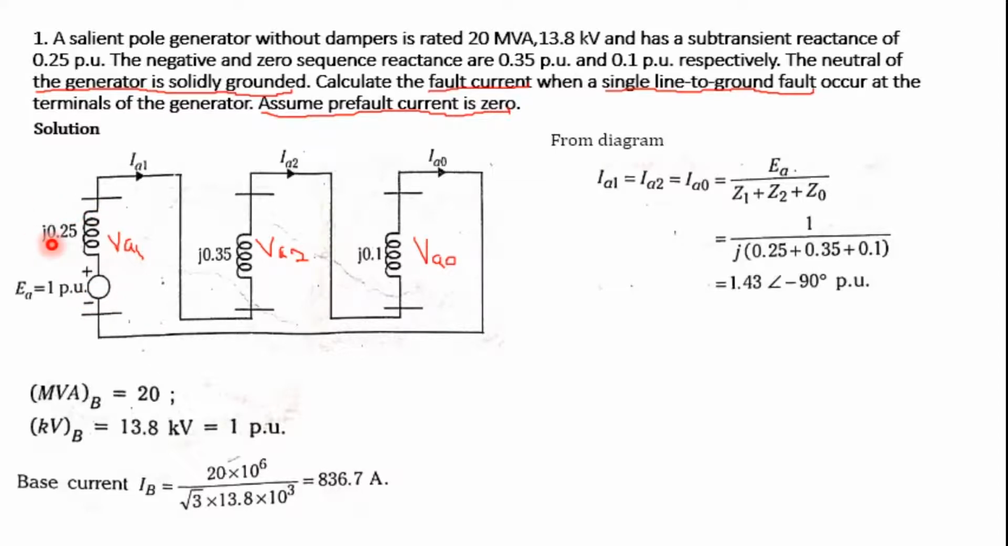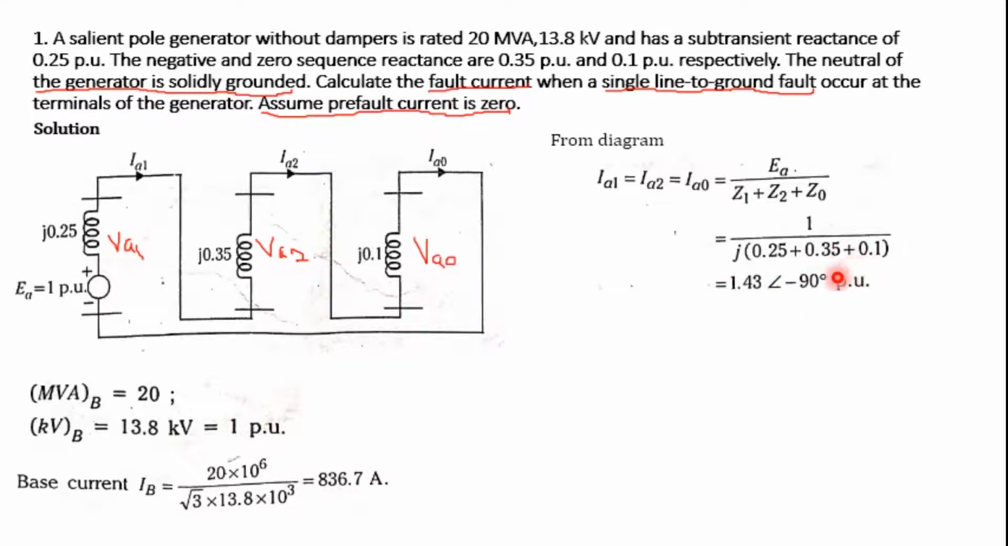This is the Z1, Z2 and Z0 value. The E_A value is 1 because I told you that the actual and base values are the same: 13.8 divided by 13.8 gives 1 per unit. So substitute the Z1, Z2 and Z0 values: 0.25, 0.35, 0.1. We will get 1.43 at an angle of minus 90 degrees per unit.